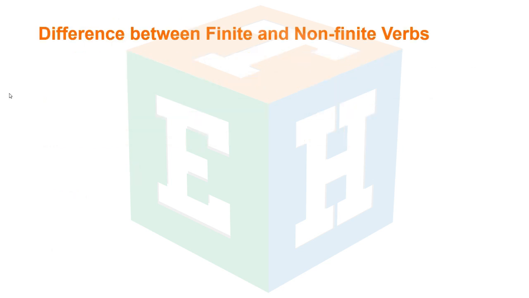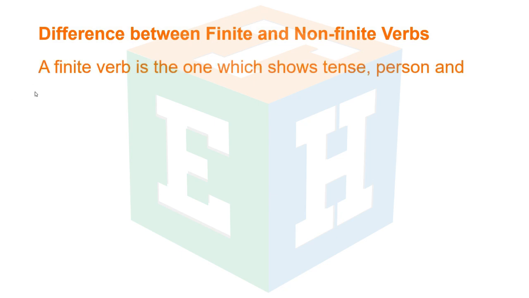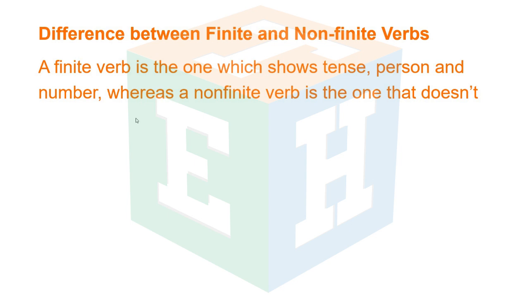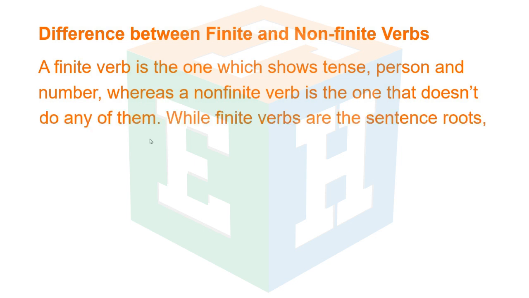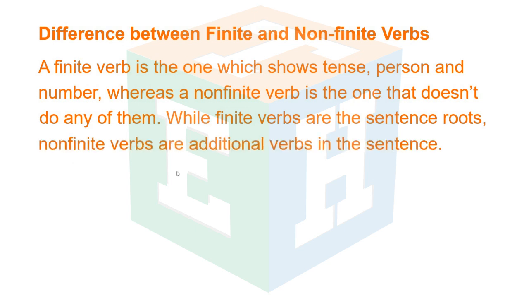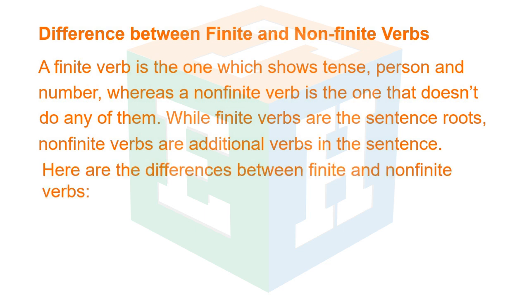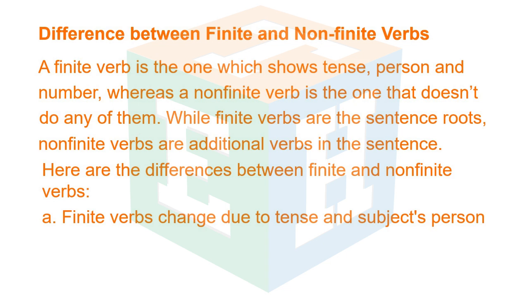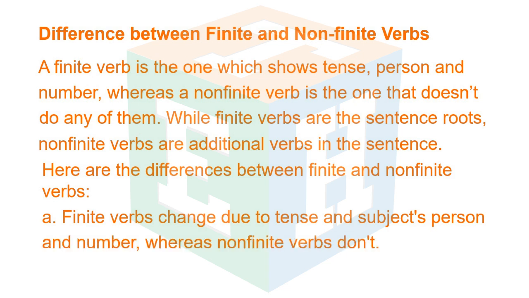Difference between finite and non-finite verbs. A finite verb is the one which shows tense, person, and number, whereas a non-finite verb is the one that doesn't do any of them. While finite verbs are the sentence roots, non-finite verbs are additional verbs in the sentence. Here are the differences between finite and non-finite verbs. A, finite verbs change due to tense and the subject's person and number, whereas non-finite verbs don't.